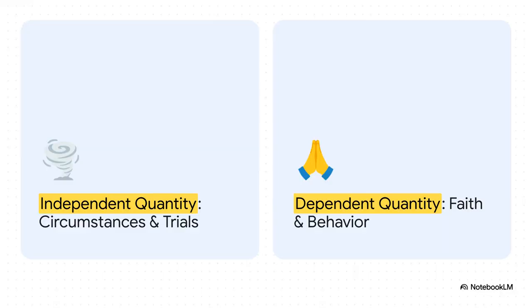And this is where the lesson takes its really unique turn. It maps these math terms directly onto life experiences. So the independent quantity gets defined as life's circumstances and trials, and the dependent quantity, the thing being measured, is a person's faith and their behavior.